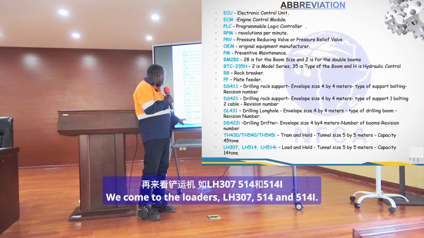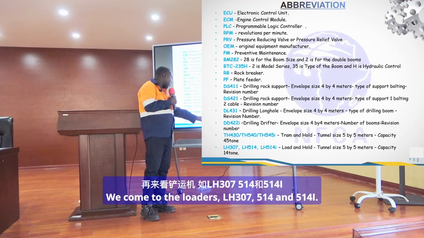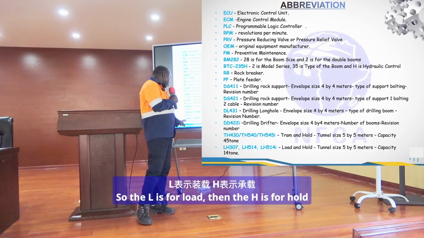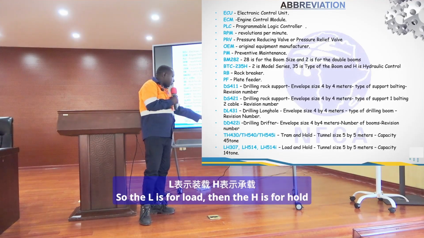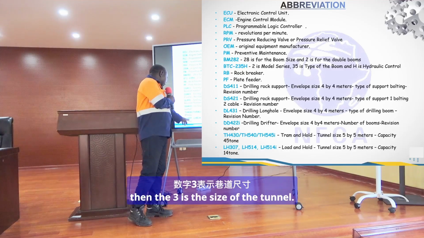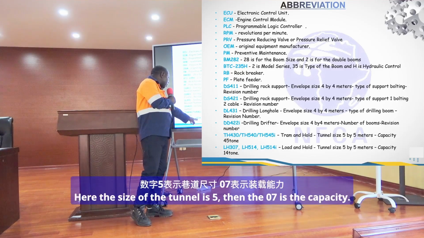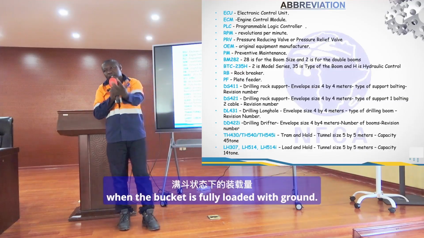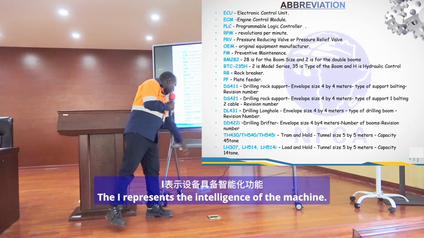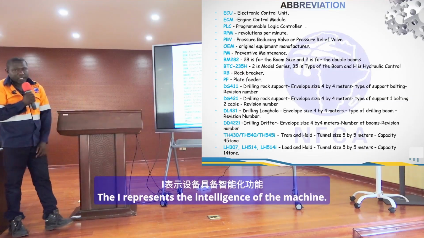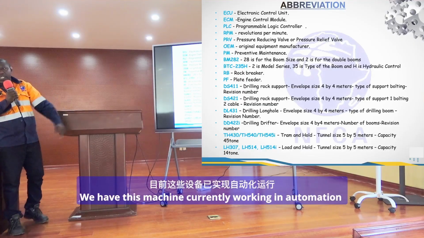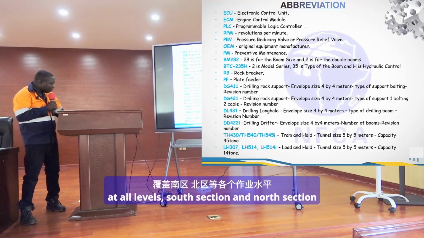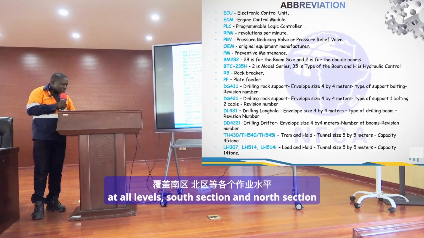Well, we come to the loaders, LH307, 514, and 514I. So the L is for load, then the H is for haul. Then the 3 is the size of the tunnel. Here the size of the tunnel is 5. Then the 07 is the capacity. Here the capacity is 14, and this one the capacity is 14 when the bucket is fully loaded with ground. The I here represents the intelligence of the machine. We have this machine currently working in automation at all levels, south section and north section.